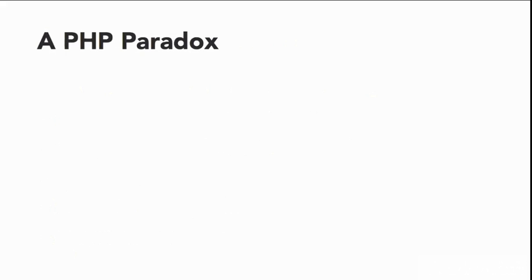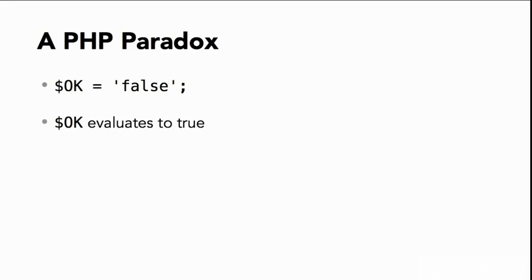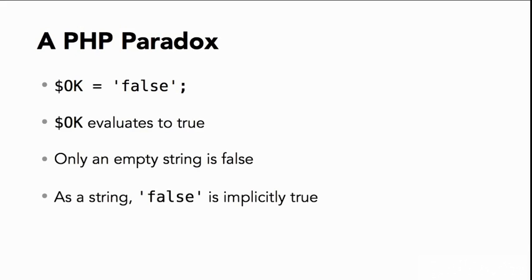Everything else is true. Even -1 is true. So here comes a PHP paradox that frequently trips up beginners. It looks as though OK has been set to false. Wrong. It's true, because false is in quotes, so it's a string. Only an empty string with nothing between the quotes is false. As a string, false between quotes is implicitly true.